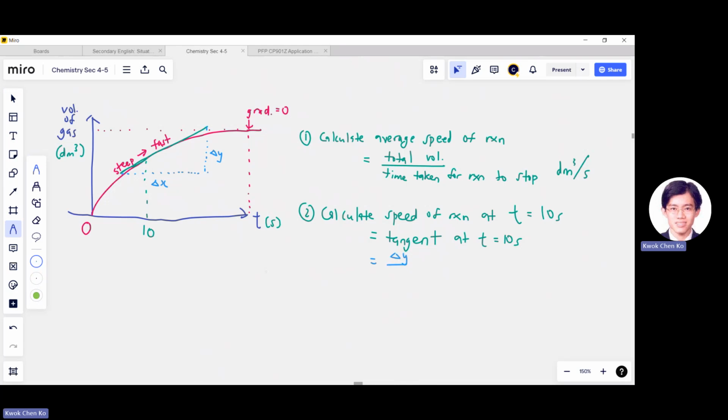So this doesn't come all the time, once in a while. Don't miss out the word average. Okay, easy. That's all. Speed of reaction. Let me print out something for you.